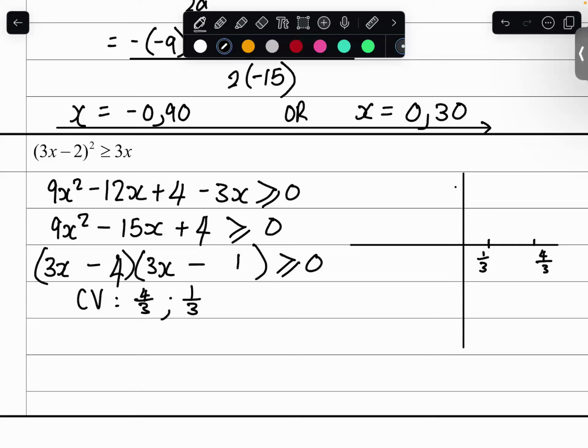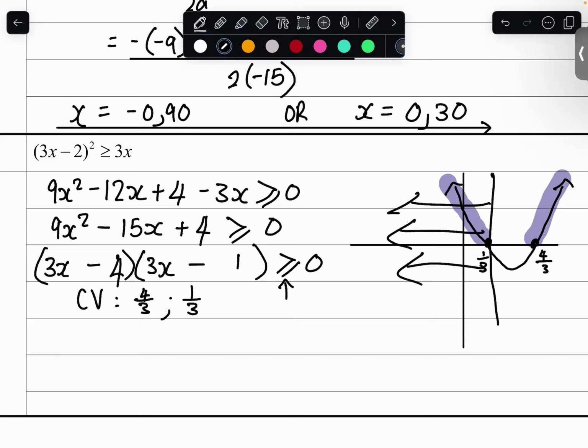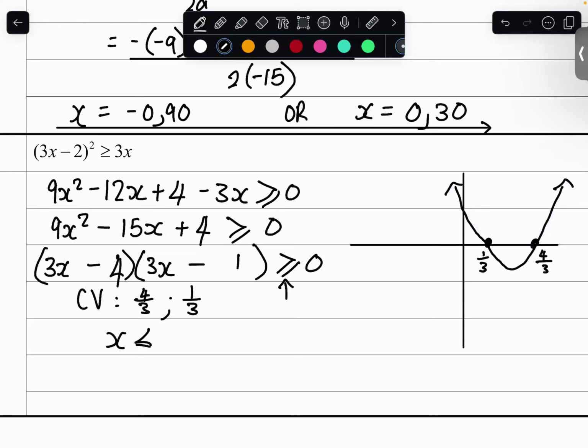The graph is a smile. And we want to know where it's above. So it's above at two separate areas, there and there. So less than 1 over 3 and greater than 4 over 3 is where the solution lies. Right? So we're going to say it's where x is less than or equal to 1 over 3, or where x is greater than or equal to 4 over 3.